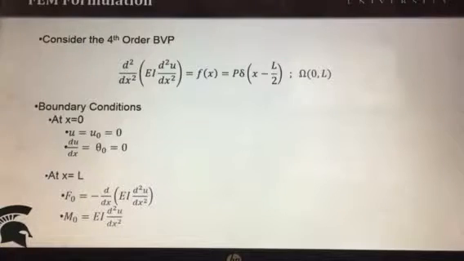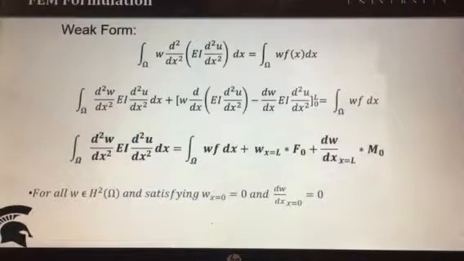To solve the Euler-Bernoulli cantilever beam as a fourth-order boundary value problem, consider the expression shown in domain 0 to L. The boundary conditions are at x equal to 0, the displacement and angle of displacement are equal to 0, and at x equal to L, the force and moments are equal to the expression shown below. To solve the boundary value problem, we use the weak form by weighted residual method.